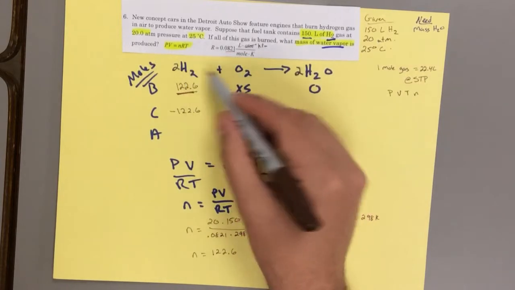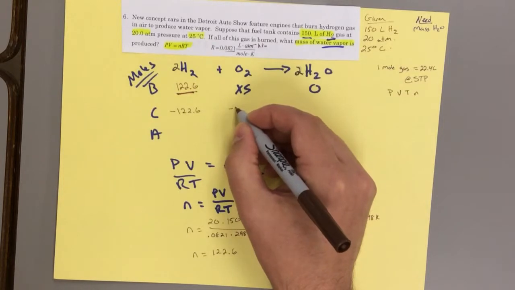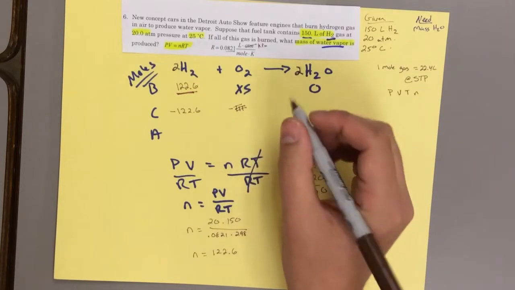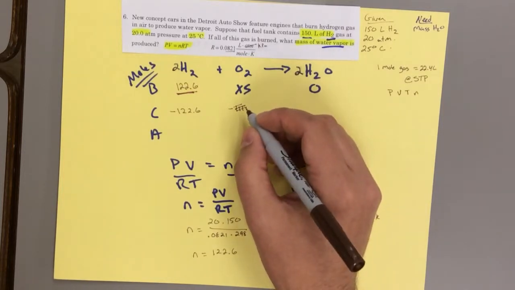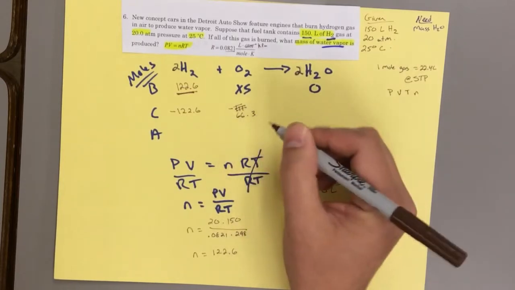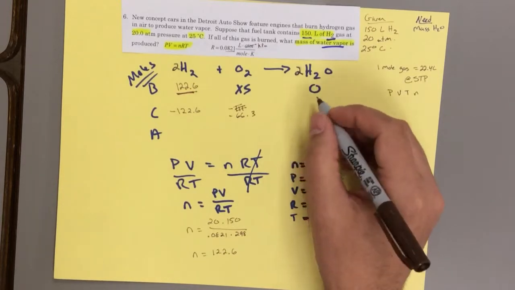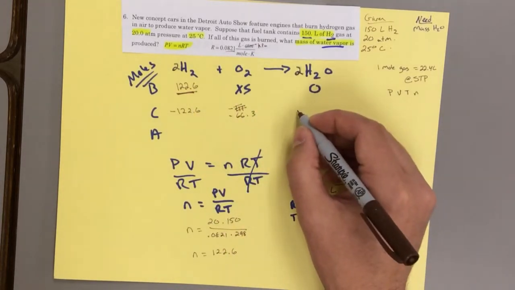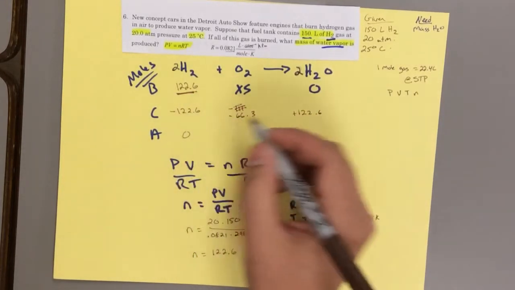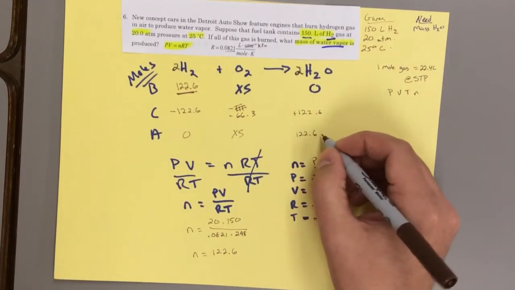For oxygen, it's a 2-to-1 ratio. So we're going to use half as much oxygen as we have hydrogen. So we're going to have a loss of 111. I'm sorry, I can't do simple math. And so we're going to have 66.3. And for the amount of water produced, it would be equal to the amount of hydrogen that we lost, and so that would be 122.6. So after, we have none of this left over. We have plenty of oxygen left over, and we were able to produce 122.6.